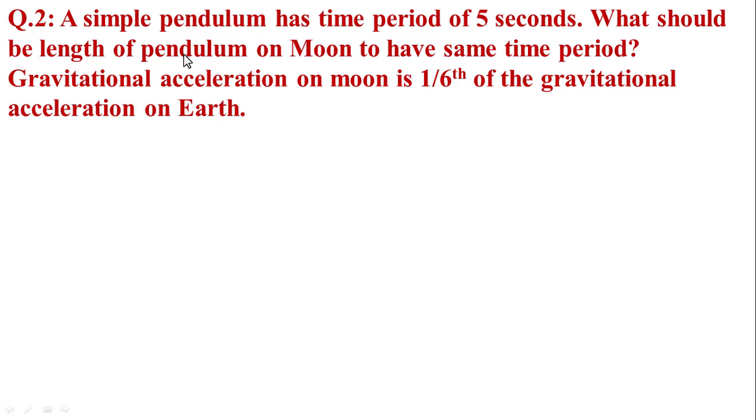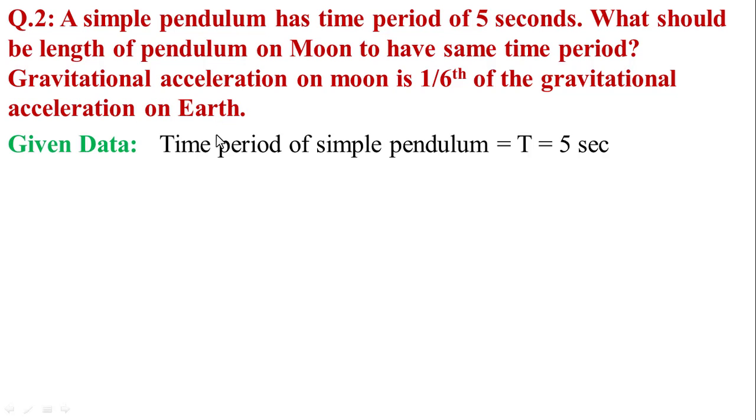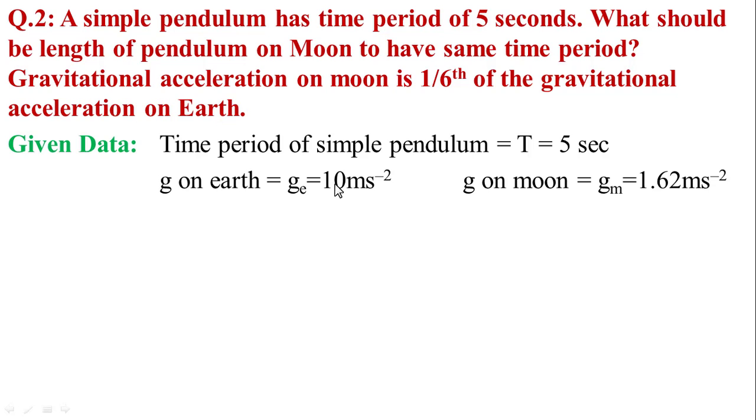What will be the length of the pendulum on Moon to have the same time period? Gravitational acceleration on Moon is 1 upon 6 of gravitational acceleration on Earth. Now we can write the given data. Time period of simple pendulum T is equal to 5 seconds, and gravity on Earth is equal to 10 meters per second square, and the value of g on Moon is gm is equal to 1.62 meters per second square.